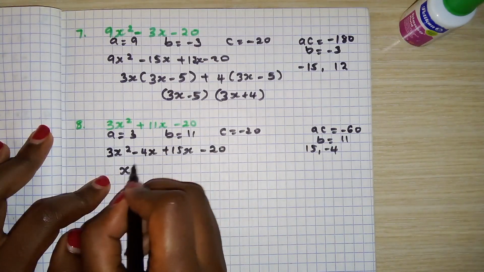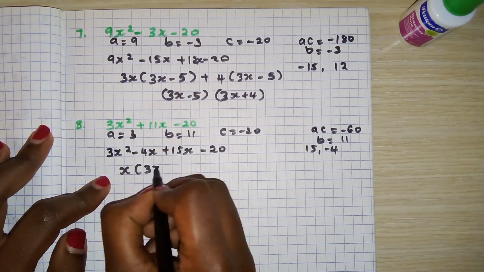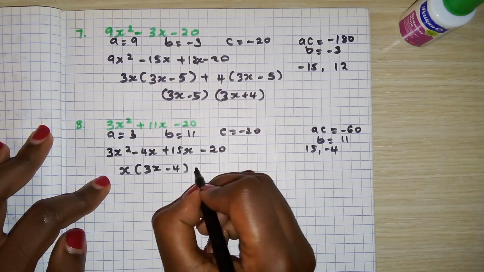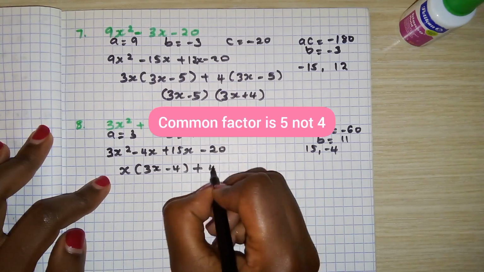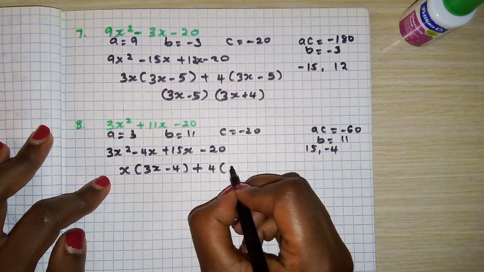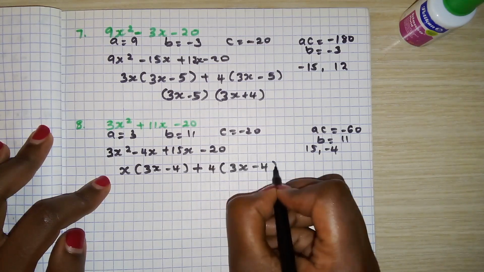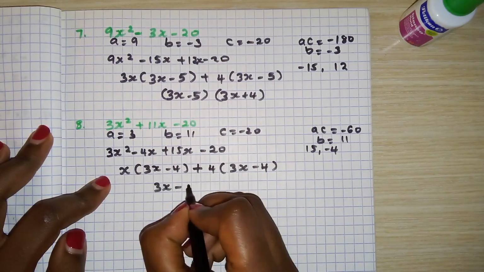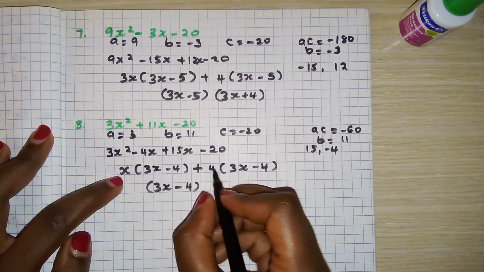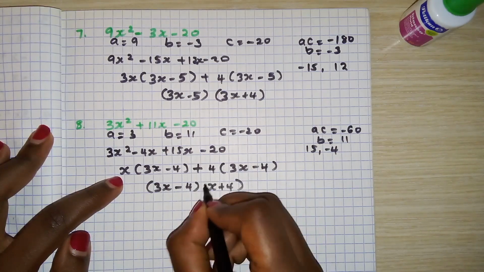What's common here? It's x, and you remain with 3x minus 4. What's common? Sorry guys, I made an error. The common factor should have been 5, not 4, and then you get 3x minus 4. So the answer should be 3x minus 4 and x plus 5.